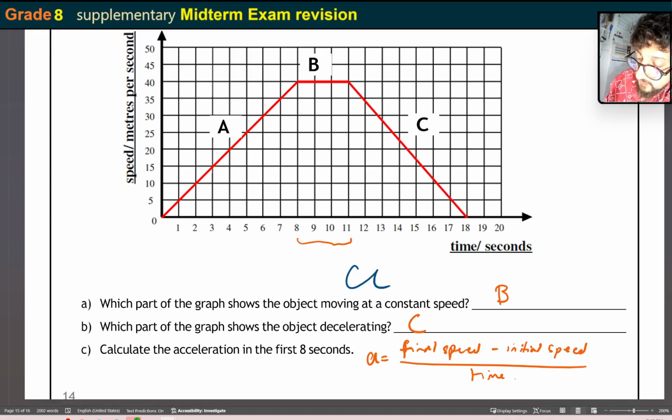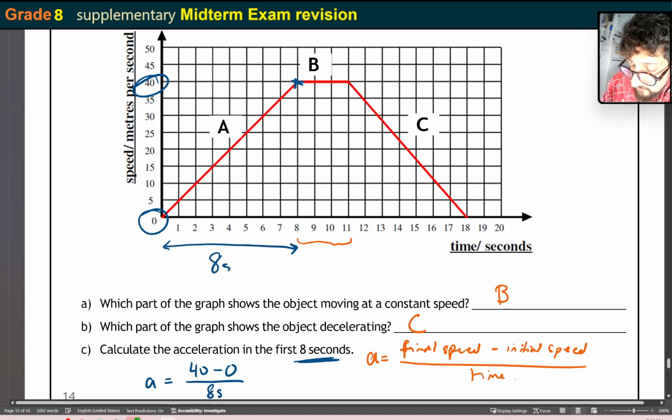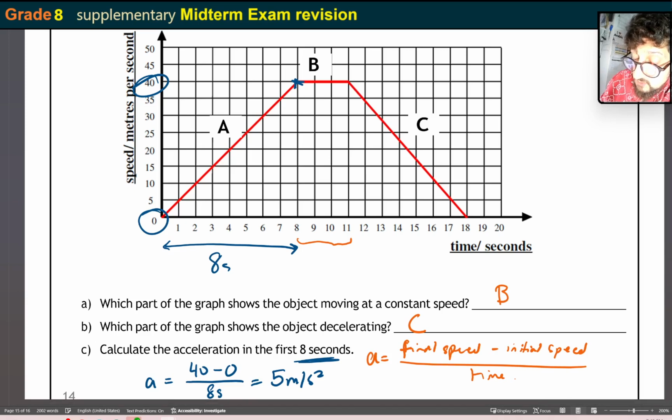Yeah. So what is the final speed? Remember they're talking about the first 8 seconds. So part A. What is the final speed? The final speed is over here. It's 40. What is the initial speed? It's 0. So it's 40. Acceleration is going to equal 40 minus 0 all over the time, which is 8 seconds, which equals 5 meters per second squared. That's what the acceleration is.